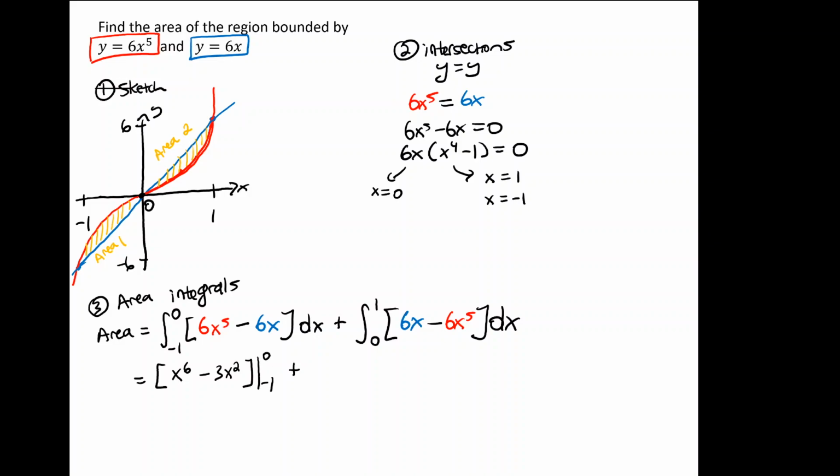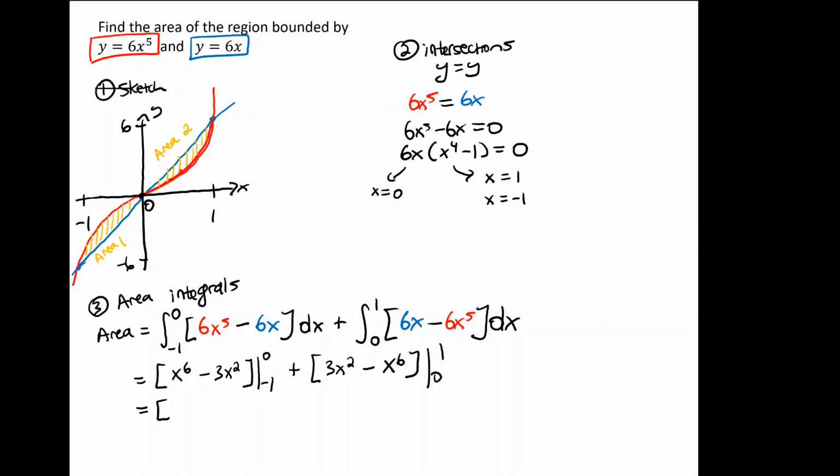Plus, this is just the reverse. Antiderivative of 6x, 3x squared, minus x to the power of 6. And this one's evaluated from 0 to 1.